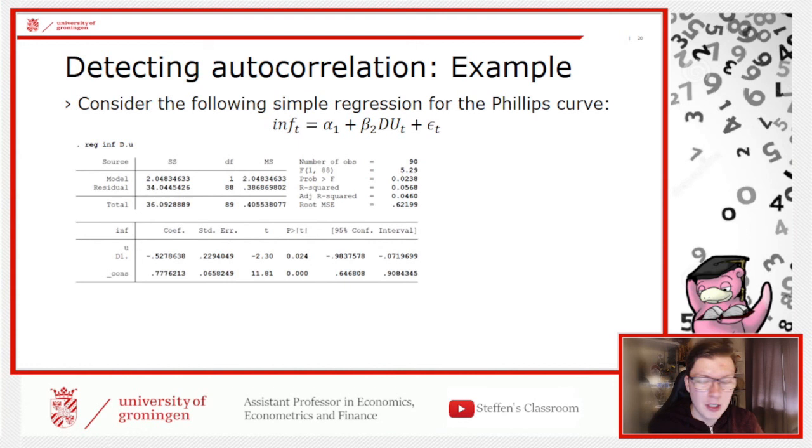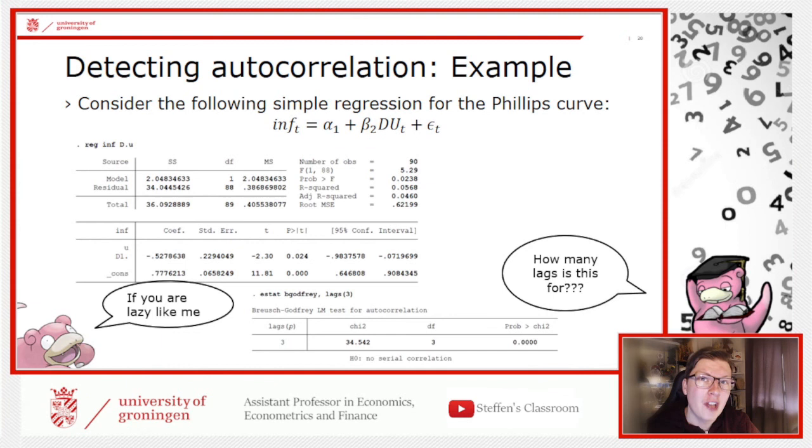You can do the lazy version and just use the standard built-in command, which is estat bgodfrey, comma, lags(), why lags? That is to include how many lags you want to test for. So here you could decide how many lags you want to test for. In this tiny example, you see I decided to use 3 lags. You can of course just go for 4 lags, 5 lags, and so forth. This is the lazy, really slowpoke way of doing it, but it works.